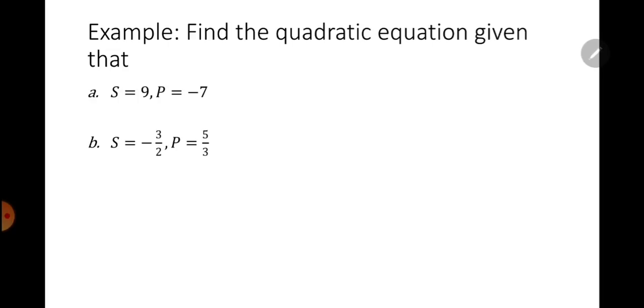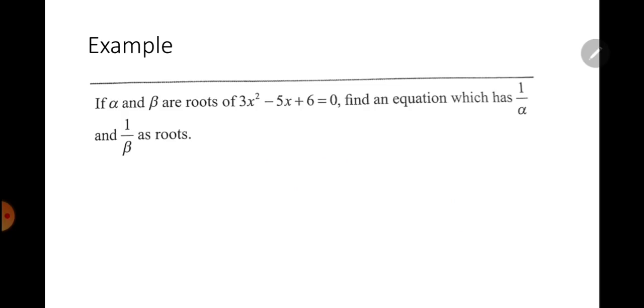Find the quadratic equation given that your sum of roots is 9 and your product of roots is 7. The quadratic equation can be written as x squared minus sum of roots times x plus product of roots equals 0. Since your sum of roots is 9, you're going to have x squared minus 9x plus 7 equals 0. So that's your quadratic equation. Very simple.